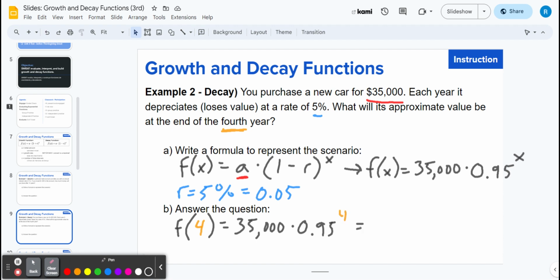And if we plug that into our calculator or into Desmos, 35,000 times 0.95 to the 4th power, we will get, and this is again in dollars, 28,507.72 cents.